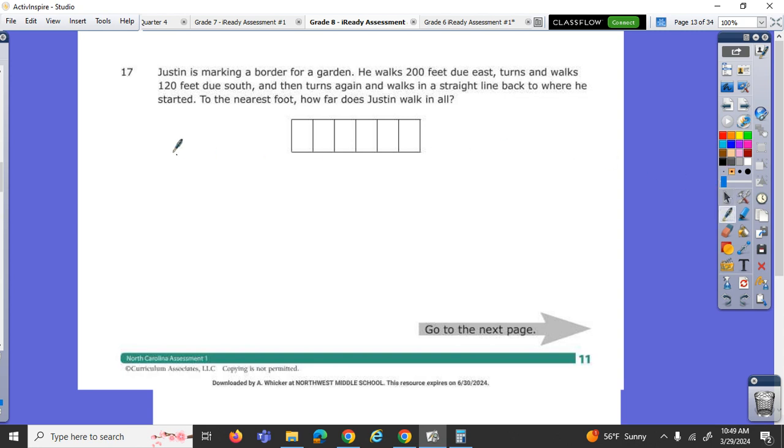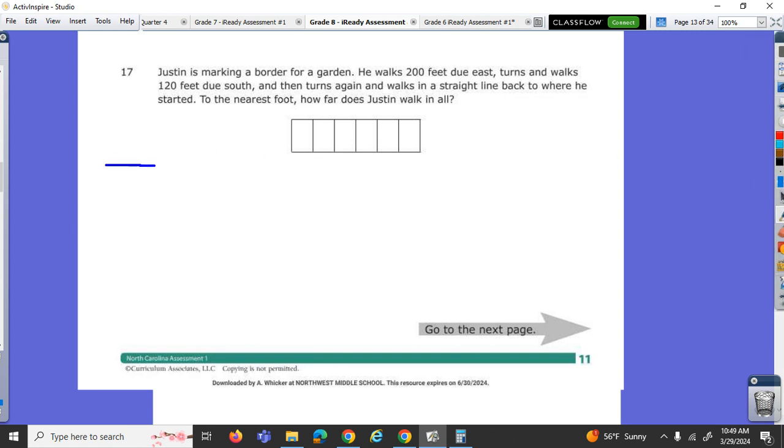Well, the first thing I did with this one is just drew a compass rose, just to make sure that I was visualizing it correctly. So this is where you might need to do this to review your directions, right? We know north, south, east, and west. So it says that he walks 200 feet due east. So we'll draw a little picture here. So 200 feet east, then 120 feet south. So this way.